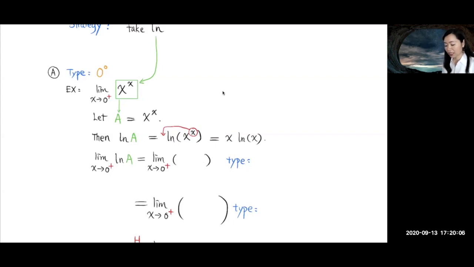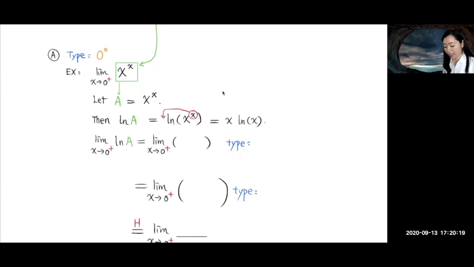Now, instead of taking the limit of x to the x, we're going to take the limit of Ln of x to the x, which is Ln of a. Because a and Ln of a are related, if I can somehow find the limit of Ln of a, I can go back to find the limit of a. So take the limit of Ln of a. That's the limit of x times Ln of x.